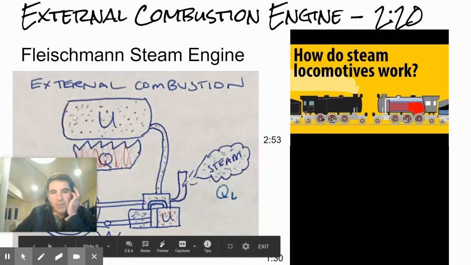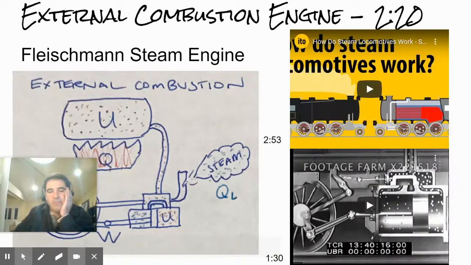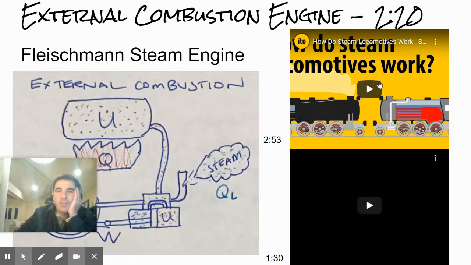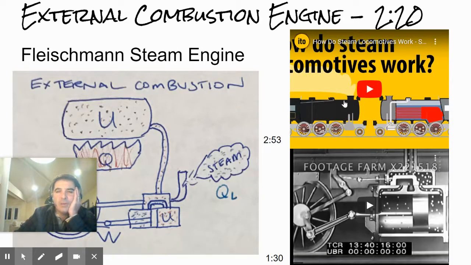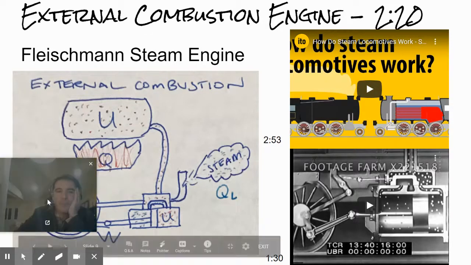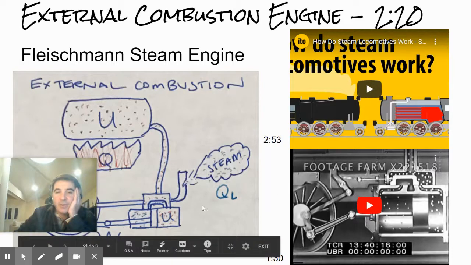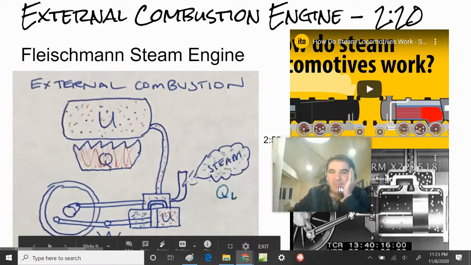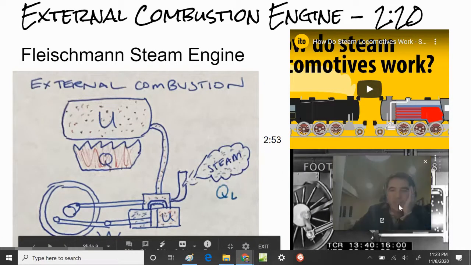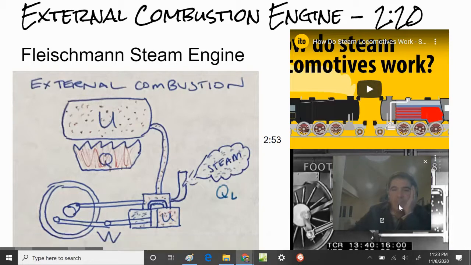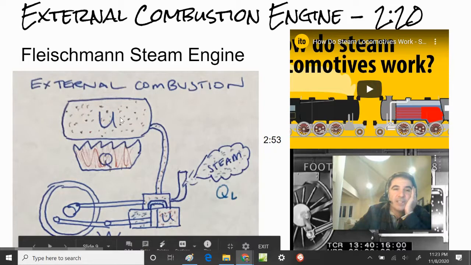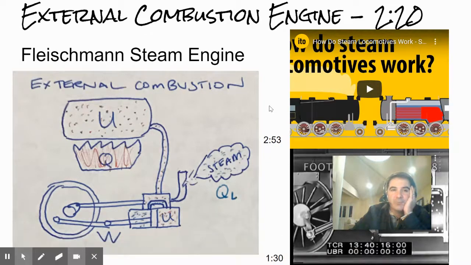Okay, so I'm not going to go through all of these slides, but this one's very nice. It tells us how steam engines work, and it takes 2 minutes and 53 seconds. This one is the footage farm, which is the old school one, and it's only about a minute and 20 seconds. And this is the idea we already talked about with how a steam engine works. So I won't go over this again.